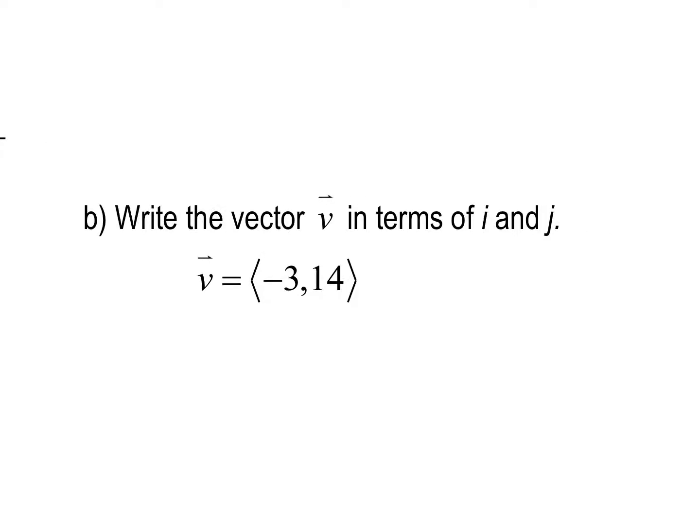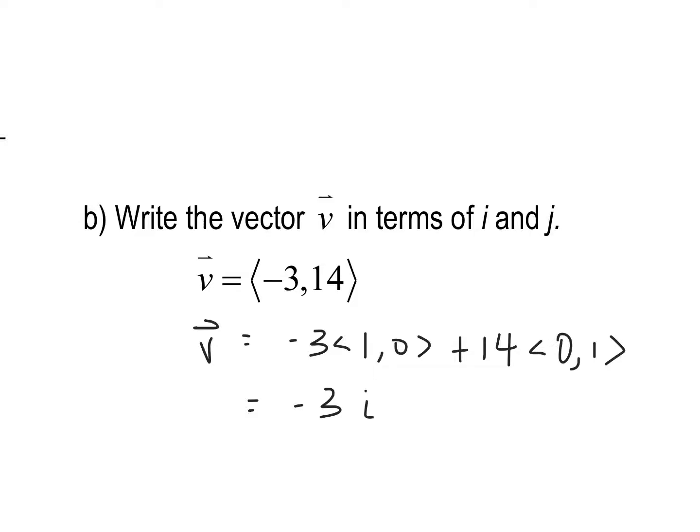Let's try another one. This one's going a little bit backwards. Write the vectors in terms of i and j. So what that means is, since the i has the 1 first, I'm going to take this -3 coefficient and multiply it by the i vector. And I'm going to take the 14, which is positive, so I'm going to do plus 14, and multiply it by the j vector. Because it wants me to write in terms of i and j. So this is -3 times i, because remember this vector is just i, and then plus 14j, because the 0, 1 vector is just j.